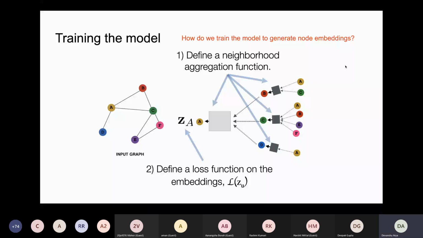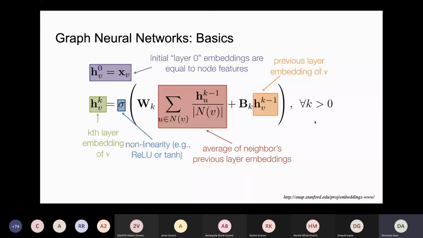So this is the entire function that is required for training any graph neural network. It looks a bit complicated, but I'll show you later on that it's just an extension to a multi-layer perceptron.